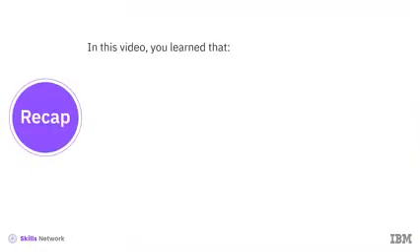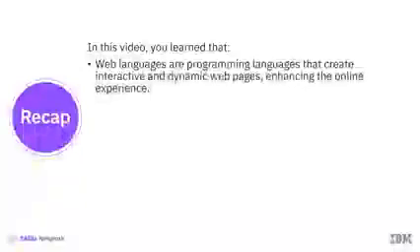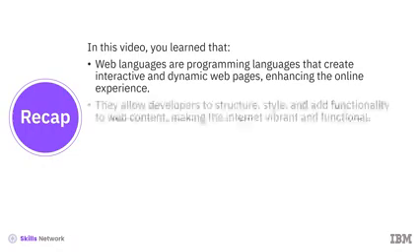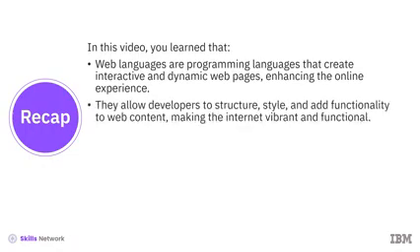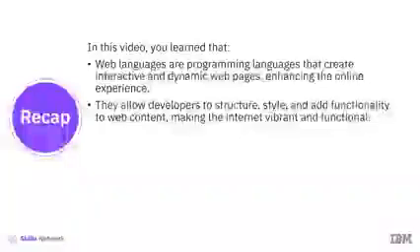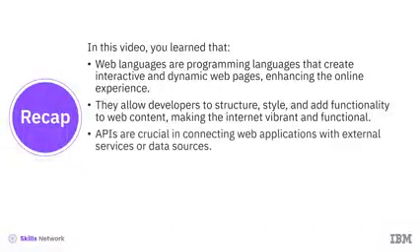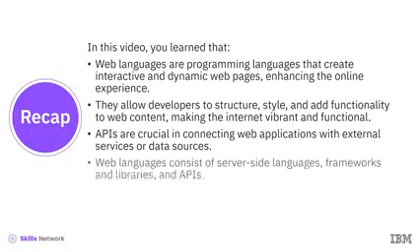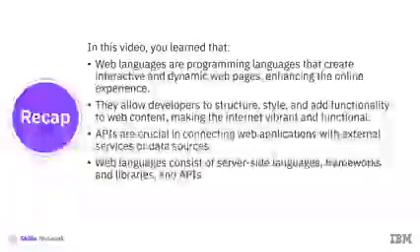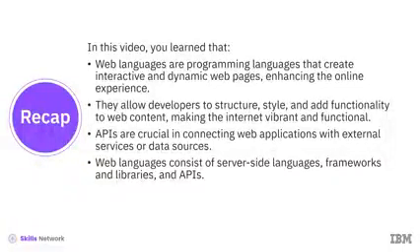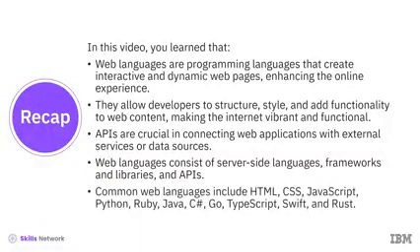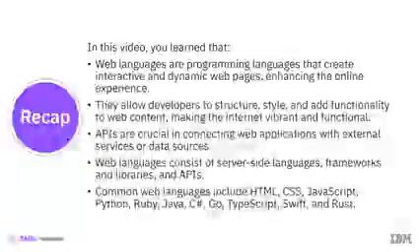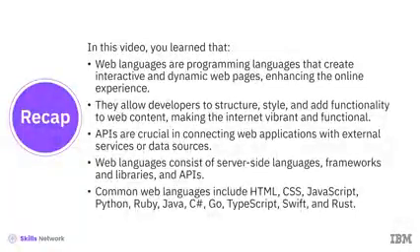In this video, you learned that web languages are programming languages that create interactive and dynamic web pages, enhancing the online experience. They allow developers to structure, style, and add functionality to web content, making the internet vibrant and functional. APIs are crucial in connecting web applications with external services or data sources. Web languages consist of server-side languages, frameworks and libraries, and APIs, and common web languages include HTML, CSS, JavaScript, Python, Ruby, Java, C#, Go, TypeScript, Swift, and Rust.